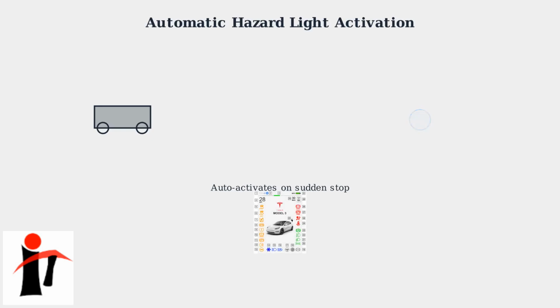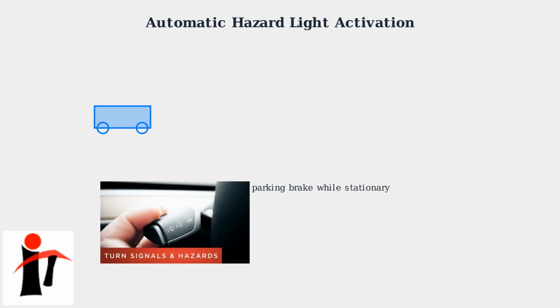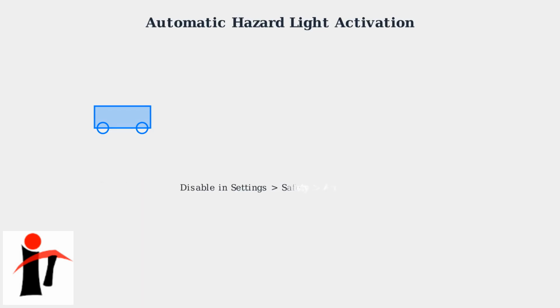Newer Tesla Model 3 software versions include Smart Hazard Activation. This feature automatically engages hazard lights in certain situations. The system can automatically activate hazard lights if the vehicle detects a sudden stop. It also activates when the driver applies the parking brake while the vehicle is stationary. This feature can be disabled in settings under Safety, then Auto Hazard. After automatic activation, manual override is required to turn the hazard lights off.